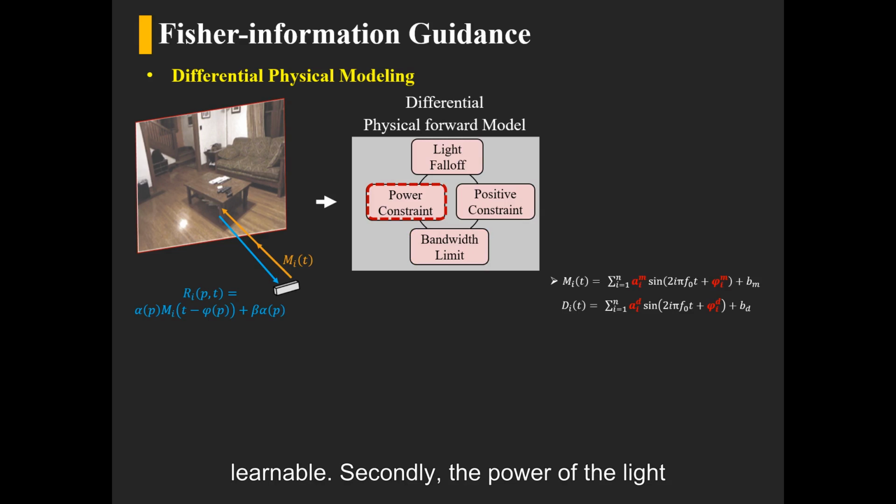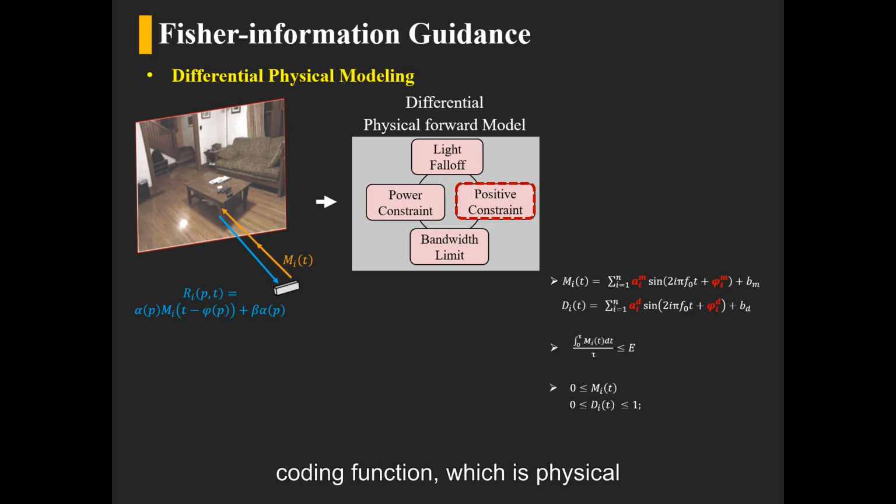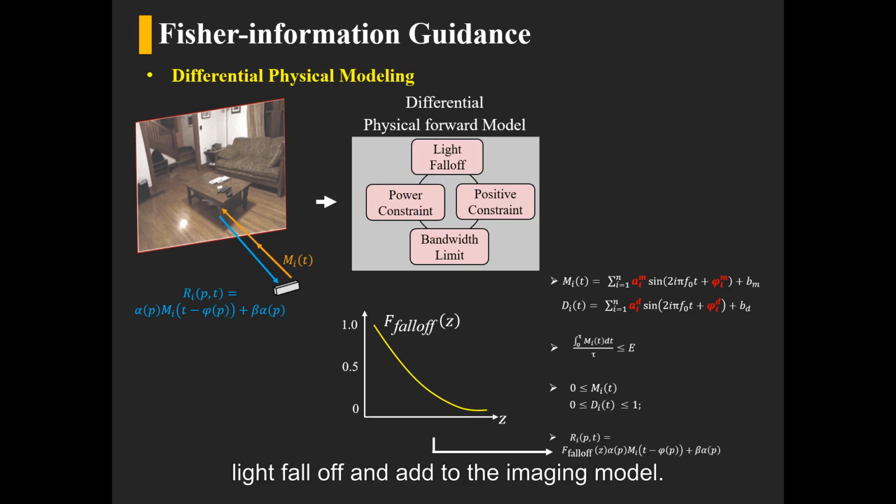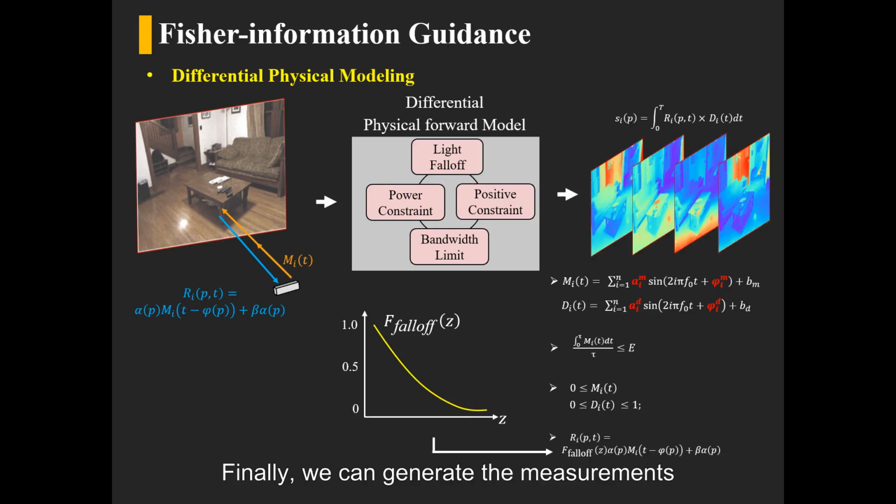Secondly, the power of the light source is limited, so we add the constraint of the maximum optical power, E. Thirdly, we add the positive constraint to the coding function, which makes it physically implementable. Lastly, we calibrated the light falloff and added it to the imaging model. Finally, we can generate the measurements from this model.